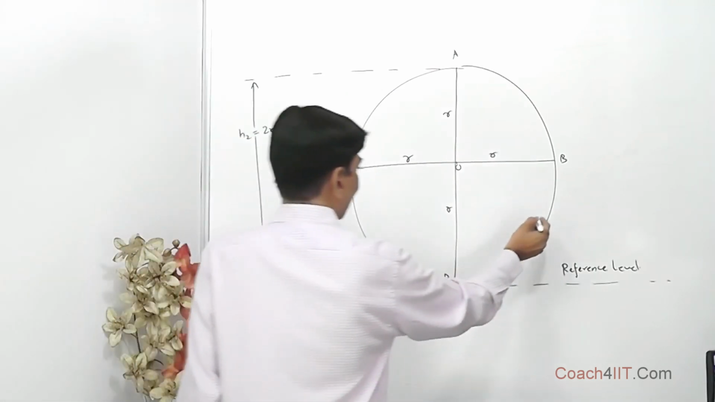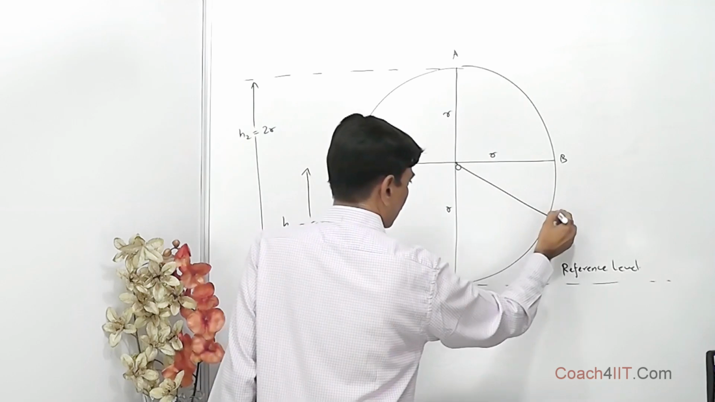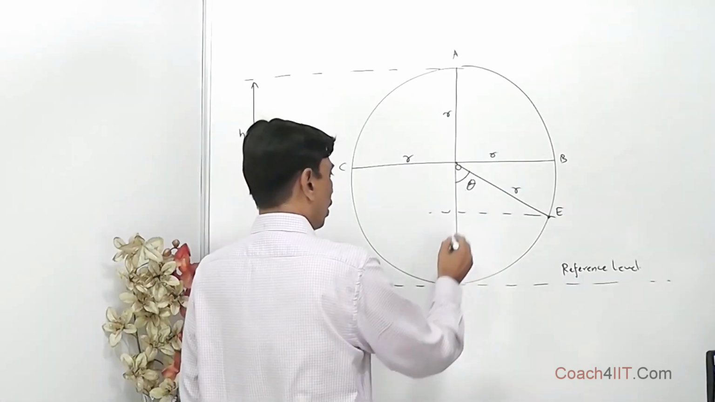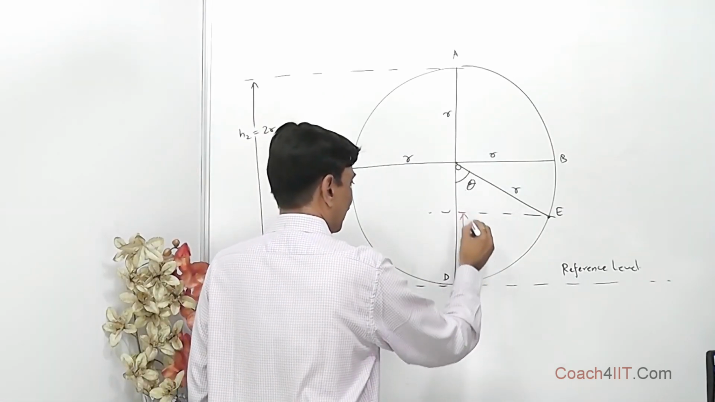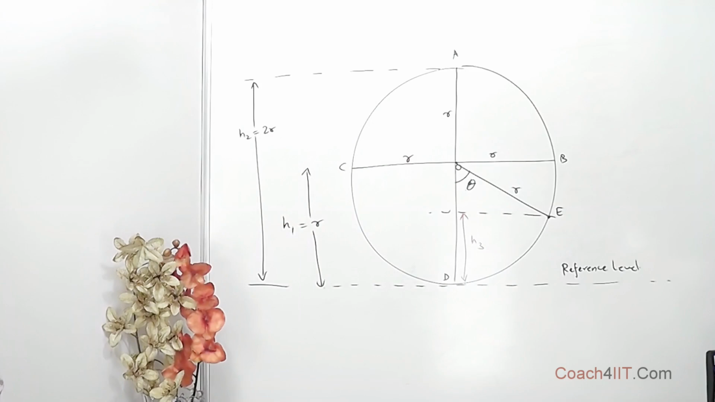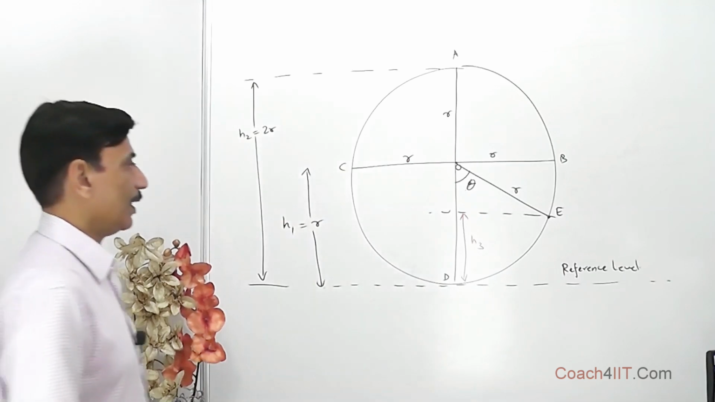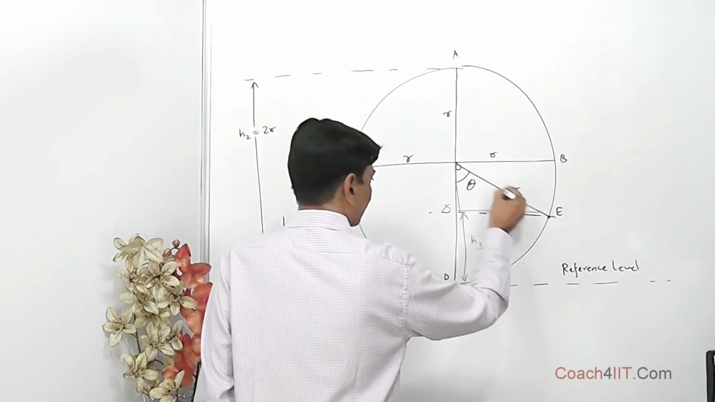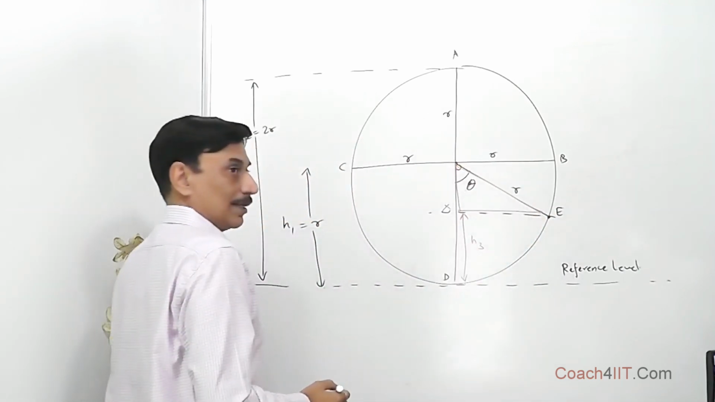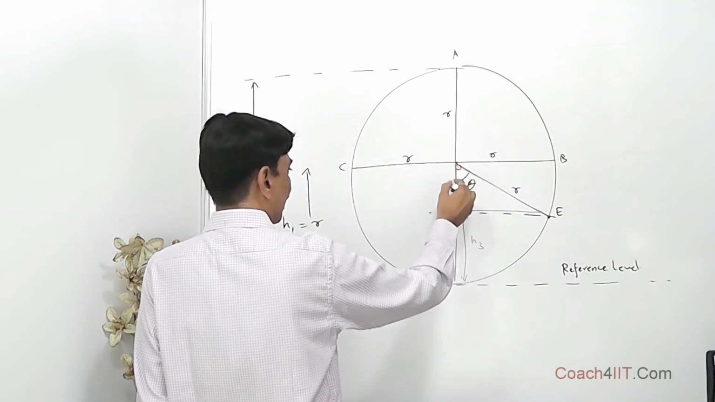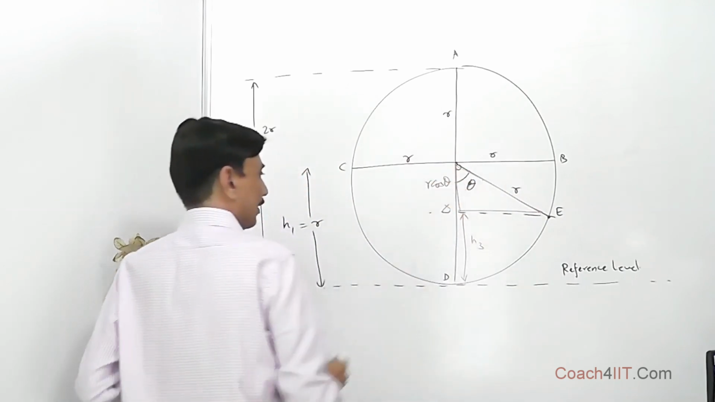Now let's say we have a point over here. We call this point E, and let's say this angle is theta. We are asked the value of H3, the height of E from the reference level. In the triangle OEX, the hypotenuse is R, and the side making angle theta will be R cos theta.